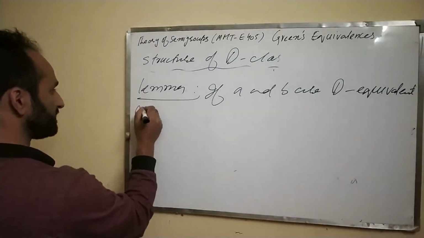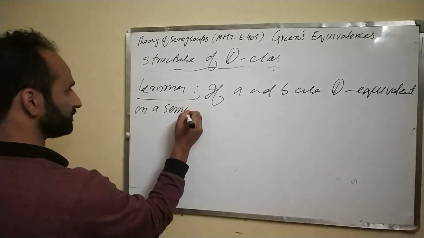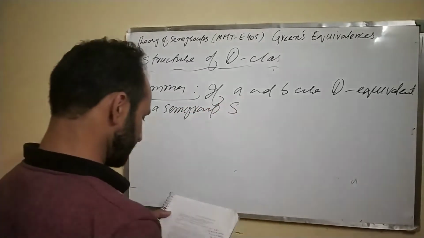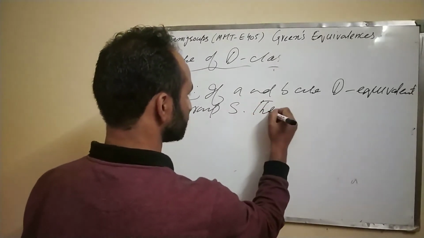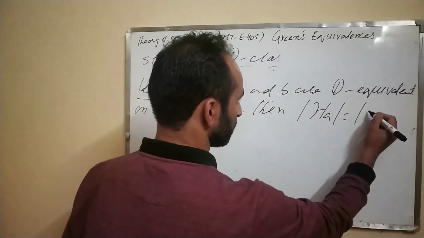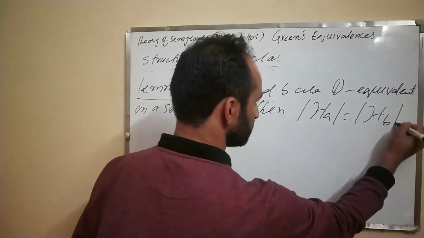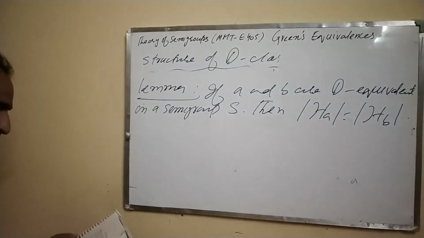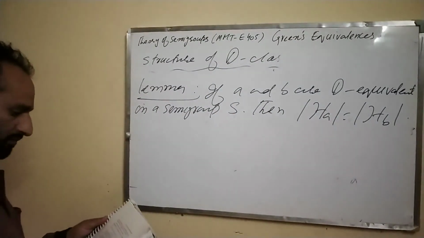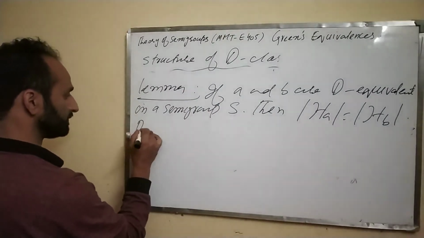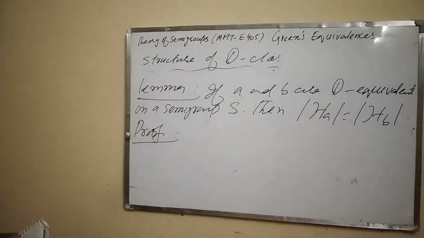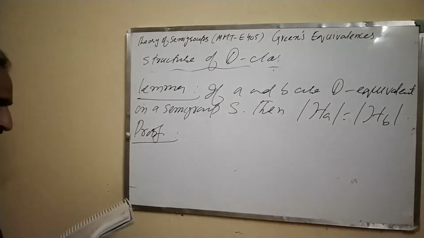In a semigroup S, then the cardinality of H class of A is same as cardinality of H class of B. There is a bijection between HA and HB. There is bijection. Proof. Now A and B are D related. Okay, A and B are D related.